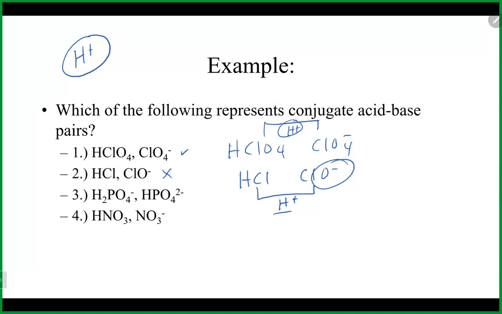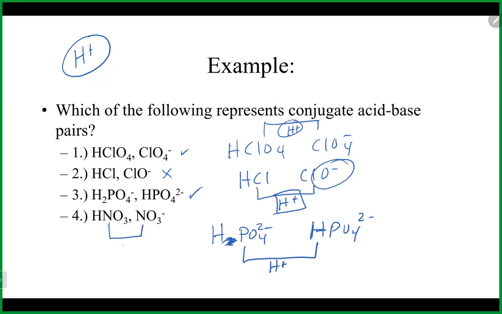Again, it can only be 1 H plus difference, but because one has oxygen and one doesn't, it is not a pair. If we look at this guy here, the only difference is an H plus. If I take off a hydrogen from the left, I have one left. And if I take off a positive, that means I become one more negative. So they do match on each side. So that would be a pair.